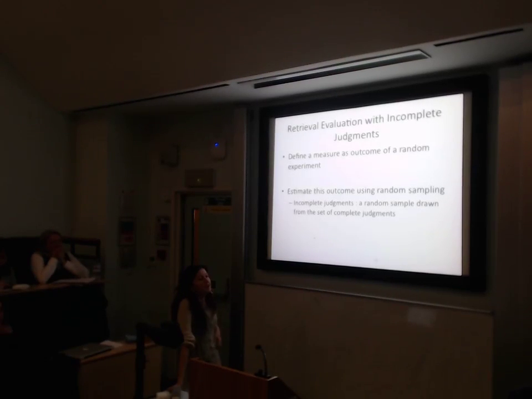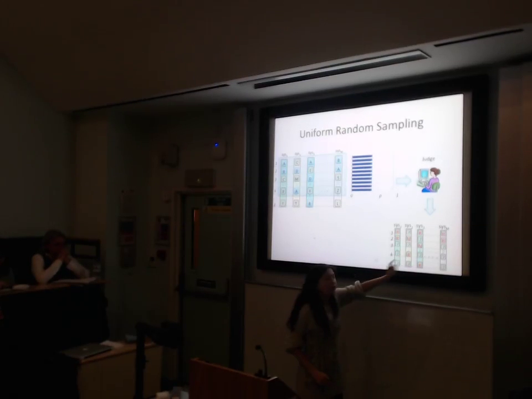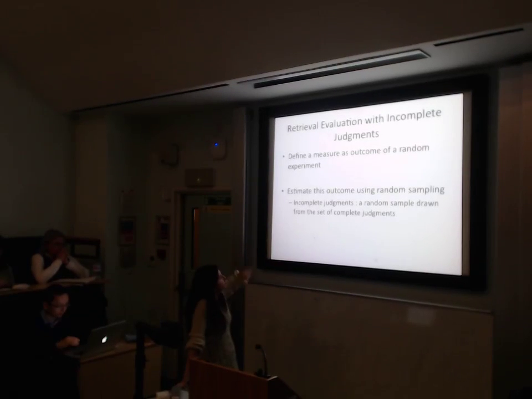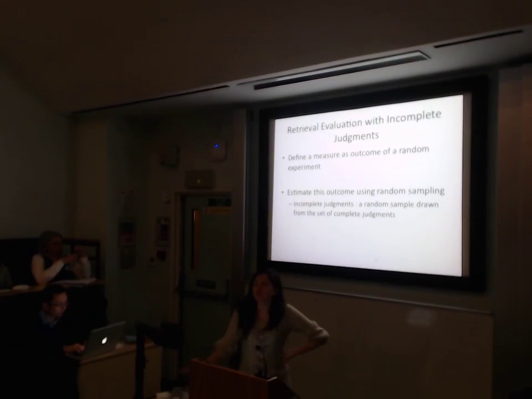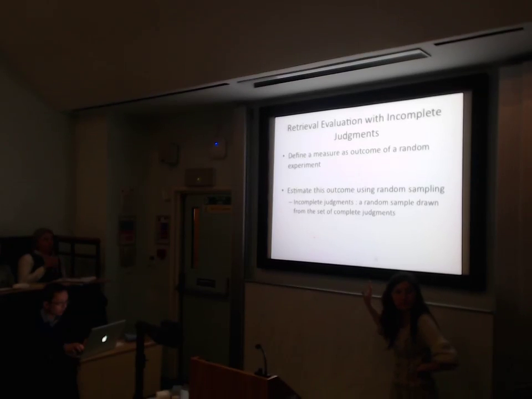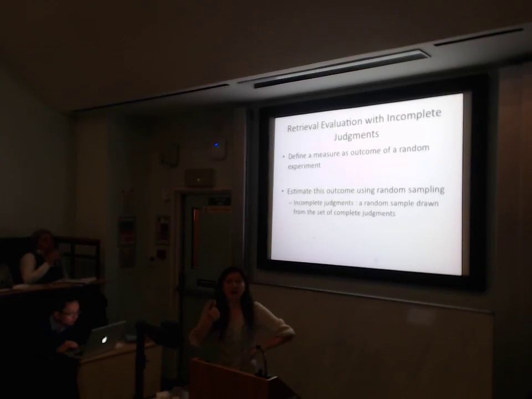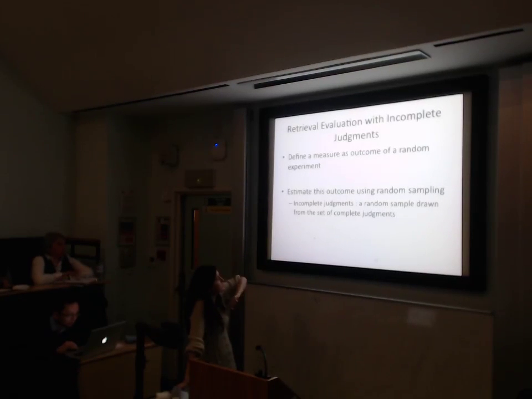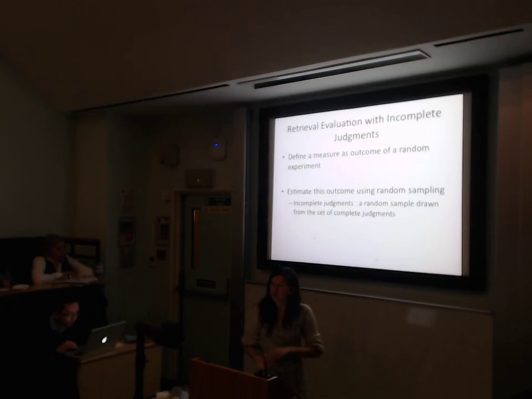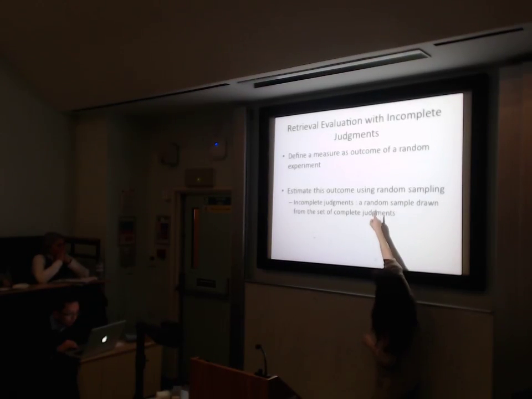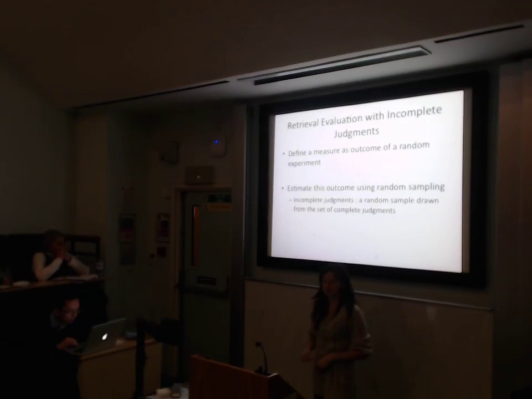The idea behind using these sample documents to evaluate the quality of a retrieval system and to form unbiased estimates of evaluation metrics is based on defining a measure as an outcome of a random experiment. So for example, I would like to compute the value of the average precision metric using this incomplete judged set obtained by sampling. I have to first define average precision as a random experiment. We will see how to do this in a bit. And then estimate the outcome of this random experiment using random sampling. In our case, we know that the incomplete judgments are a random sample drawn from the set of complete judgments because I use a uniform sampling approach. So I can just use this random sample to estimate the outcome of the random experiment. Let's see how we do that.